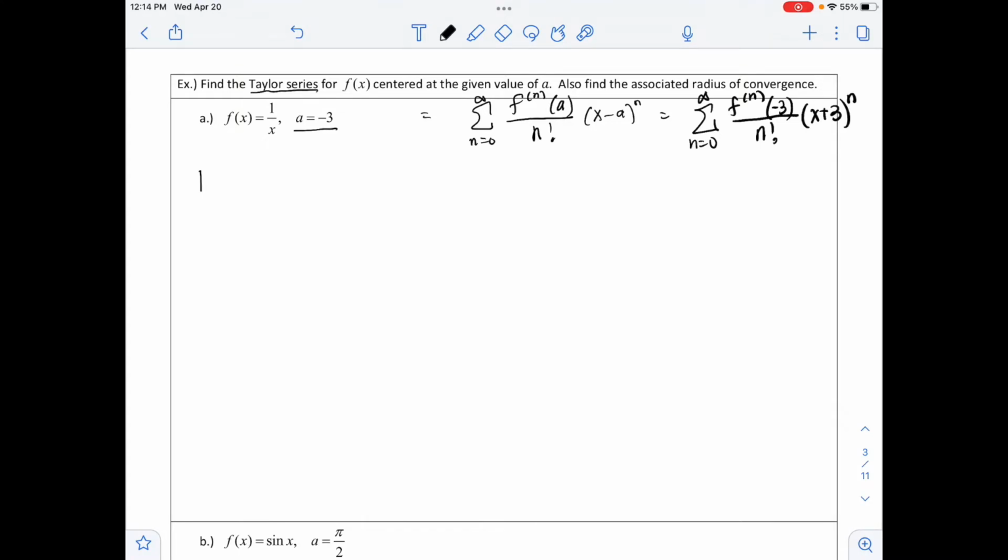And I'm going to set up a table just like we did in the last example. And n always starts at 0, since that's just our original function, which is going to be 1 over x, but I'm going to rewrite it as x to the negative first. And so this is to find our nth derivative, and again the first one at 0 would just be the original function, and then we need to evaluate this at -3.